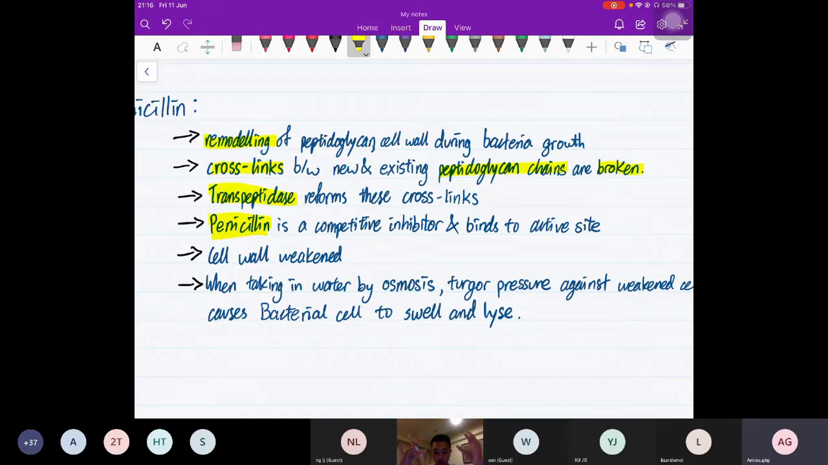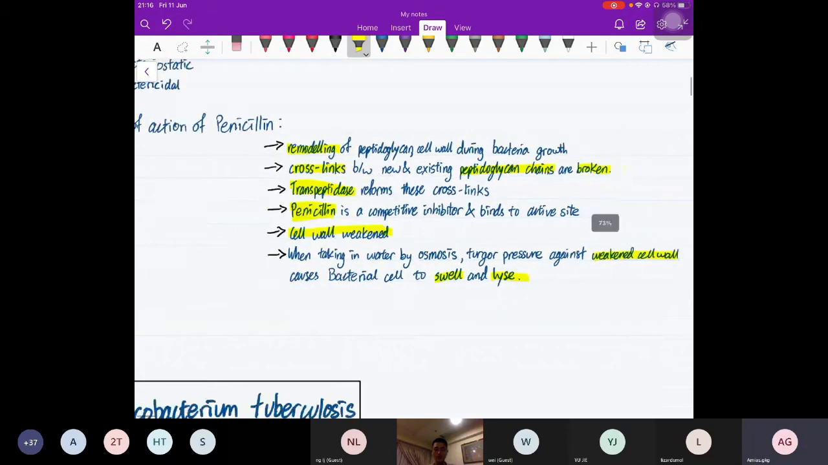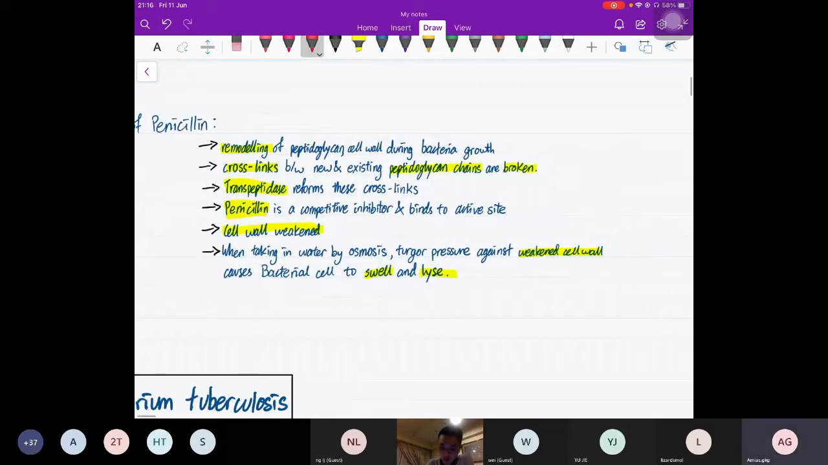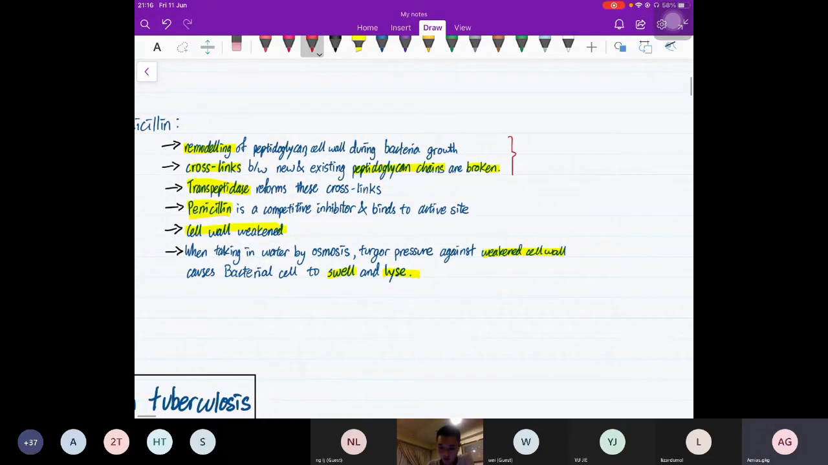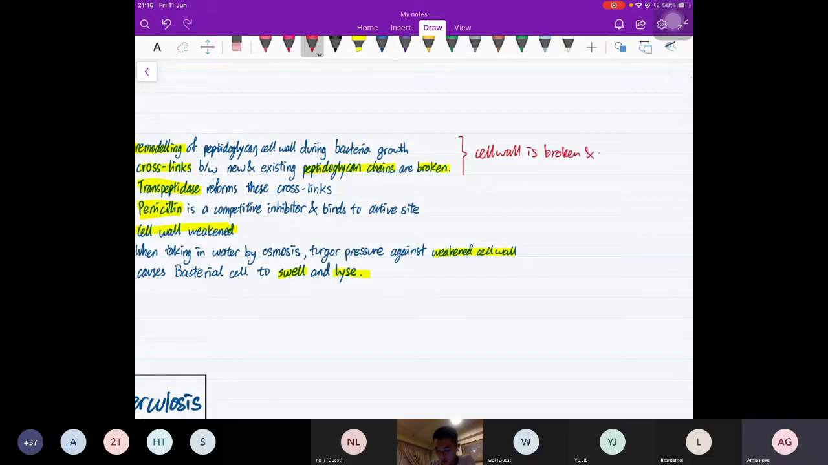weaker cell wall. Now the cell wall is weakened, and when the bacterial cell is taking in water by osmosis, the turgor pressure within your bacterial cell increases, and because it's a weakened cell wall, your bacterial cell will swell and eventually it will lyse. So for penicillin's mode of action, what you talk about is how your cell wall is broken and remodeled.